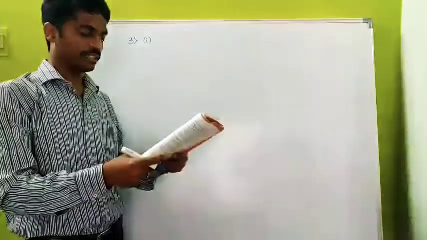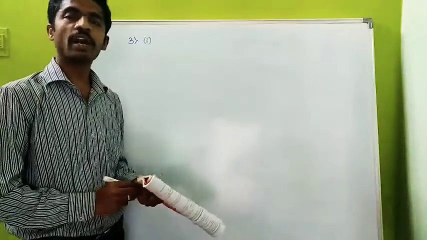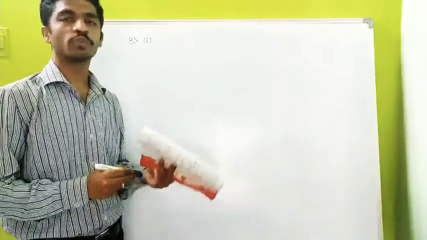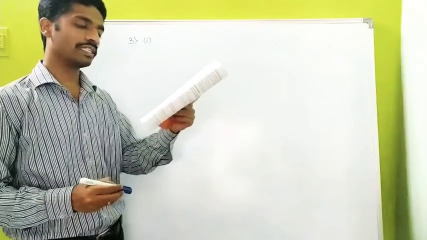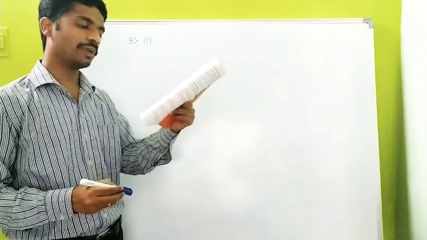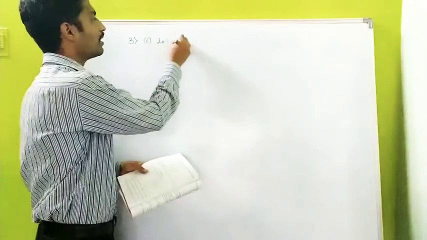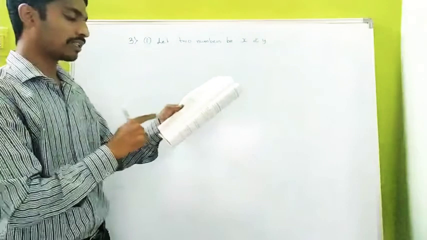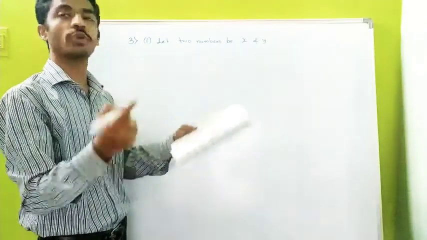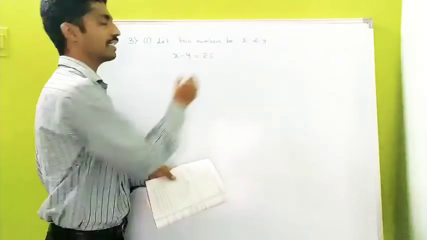So in the third one, they have given word problems. You have to represent them as linear equations and afterwards solve them by the substitution method. Okay, first one: the difference between two numbers is 26 and one number is 3 times the other. Find them. Let the two numbers be x and y. The first condition, the difference between two numbers is 26. It means x minus y equal to 26.